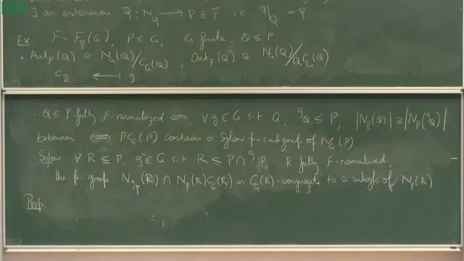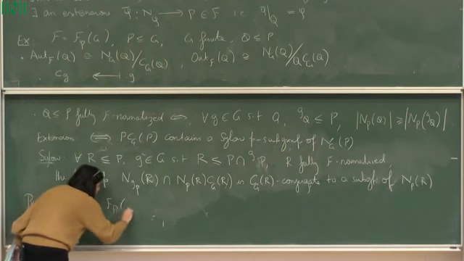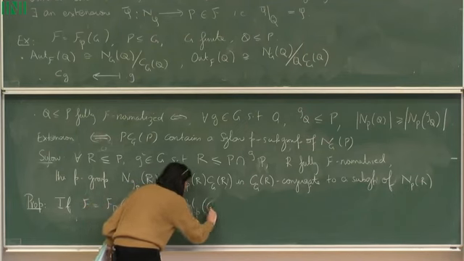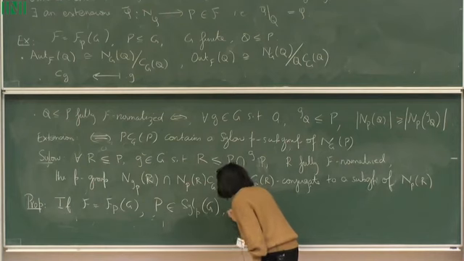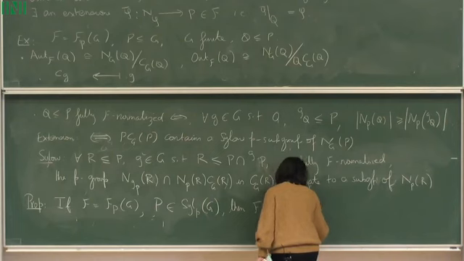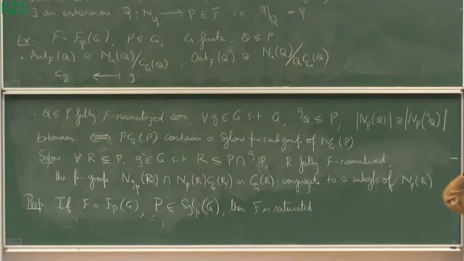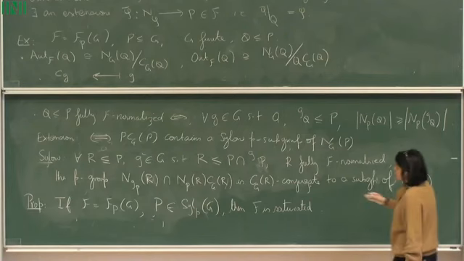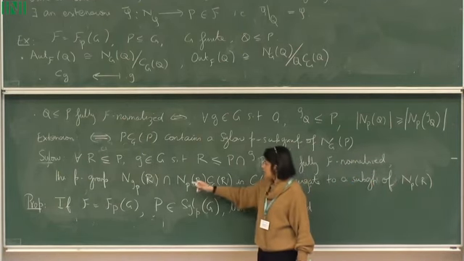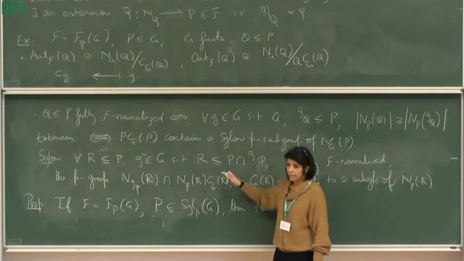And once you get up to this stage, it's quite easy to see that in this situation, if F is F_P(G), and P itself is a Sylow p-subgroup of G, then F is saturated. The Sylow condition is totally immediate. And for the extension condition, being fully normalized in this case will mean that N_P(R) is a Sylow p-subgroup of this guy.